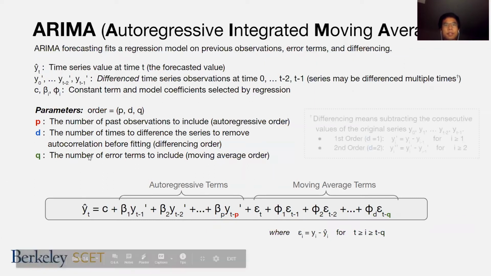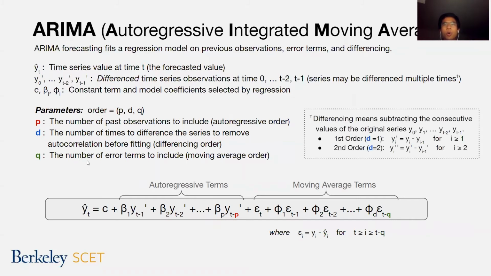d refers to differencing, which is a technique to remove autocorrelation from the data set. The idea is that you subtract consecutive values in the data set. For example, if you have an observation at time i, you subtract the observation y_i minus the observation at time i minus 1, which is the observation right before that. So that's the idea of differencing. It is a process to remove autocorrelation in the data set, and you would perform that on the data before building any type of ARIMA model.